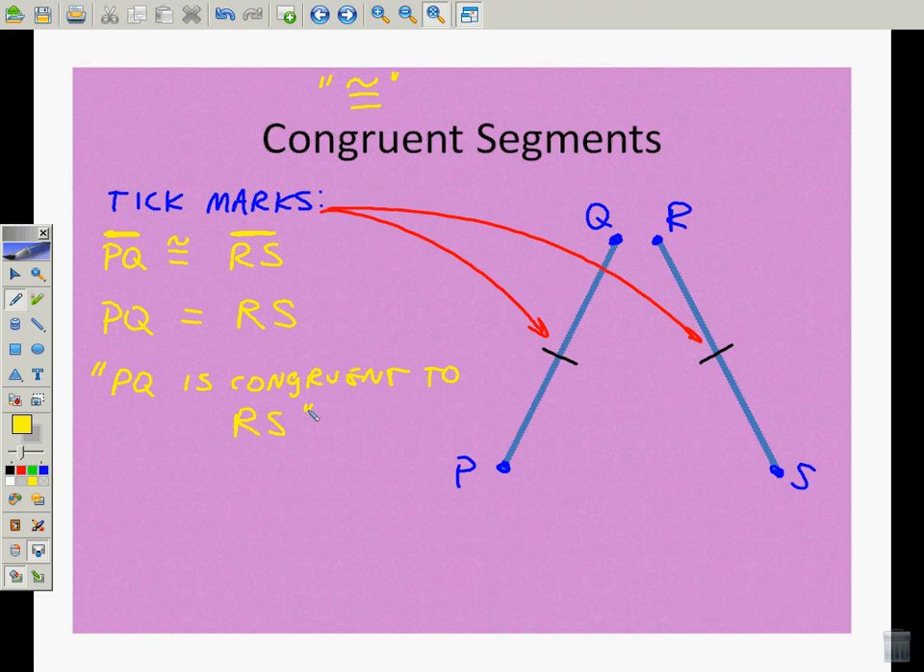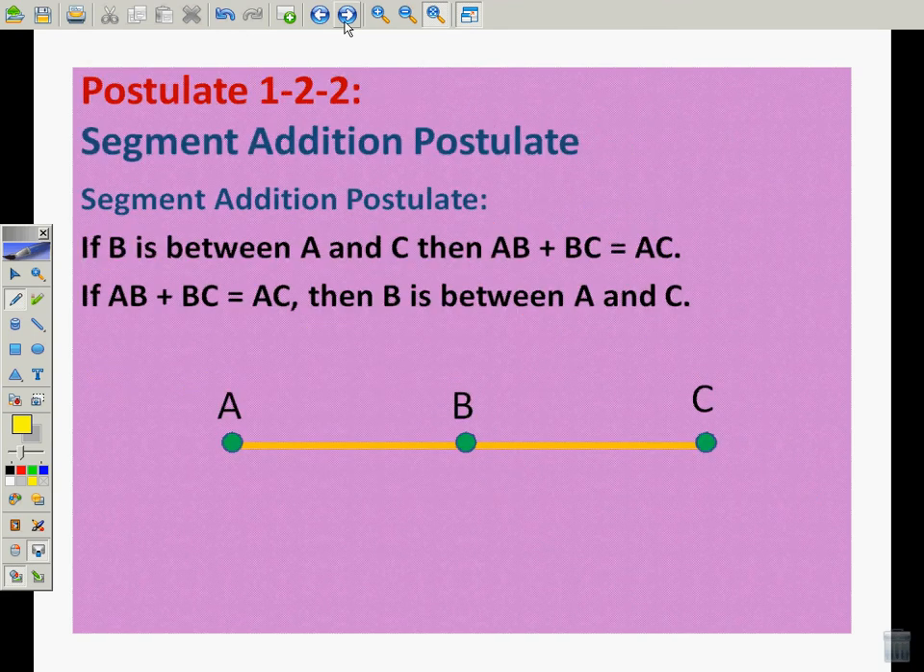Now, another postulate. Remember, chapter 1, section 2, postulate number 2, segment addition postulate. If B is between A and C, indeed it is, then AB plus BC is equal to AC.